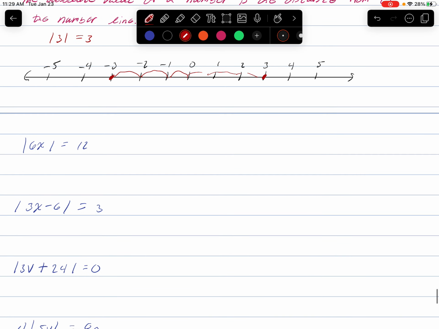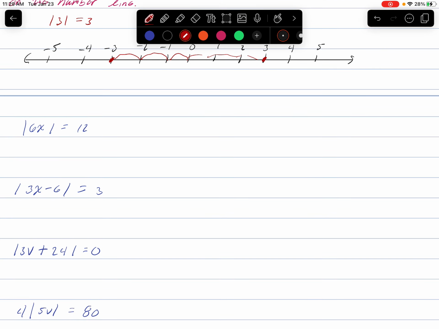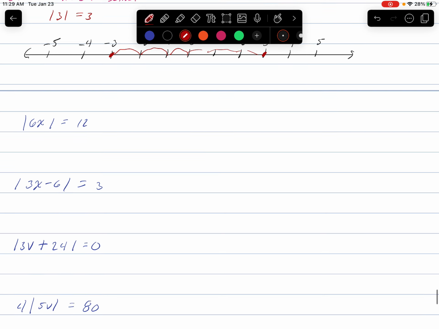Okay, so with that, let's look at a few equations here. In practice, what this means is that we need to see if we can figure out what values would make sense on the inside of the absolute value sign. So let's look here at this one. Here we have the absolute value of 6x is equal to 12.